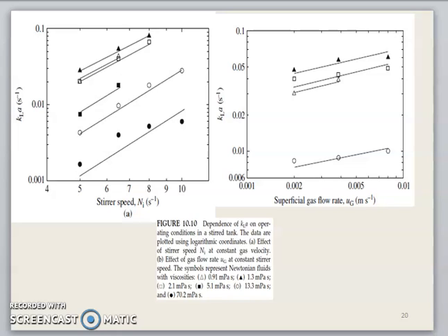Okay. This shows that the stirring speed gives a rapid result in order to increase the KLA, the mass transfer in the fermenter, rather than the aeration. But still you can use the aeration in order to increase the mass transfer, but you still require the stirring speed to be increased in order to have a better mass transfer in the fermenter.